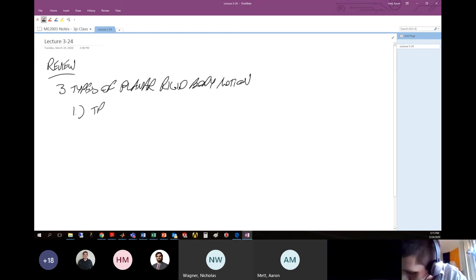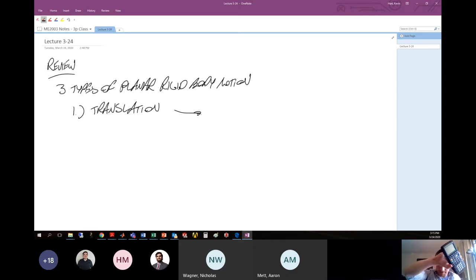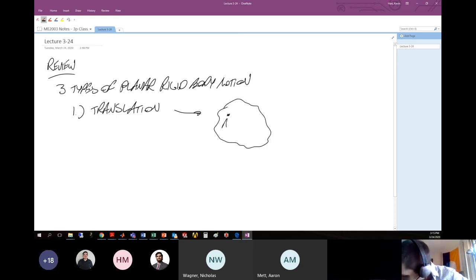Okay, translation was just strict motion of the piece. Let's see if I can get something for an example. Okay, here's my calculator. This is my handy dandy example. Translation is all points on the object following parallel paths. So if we want to draw that using our little potato analogy, here's our potato. Here's point A. Here's point B. And this object is going to move in space to another location where all points on this object follow parallel paths.